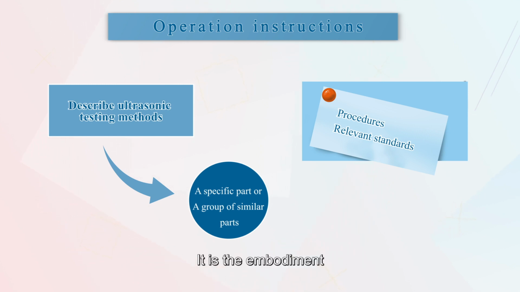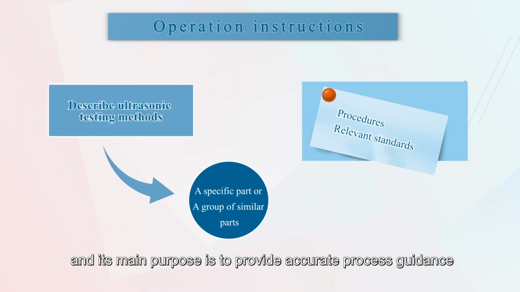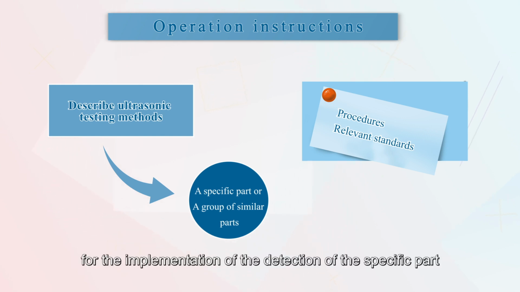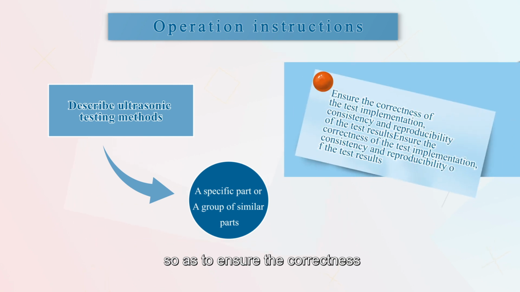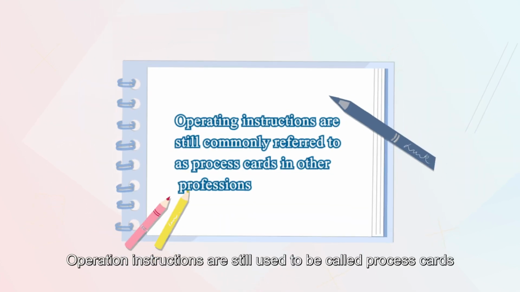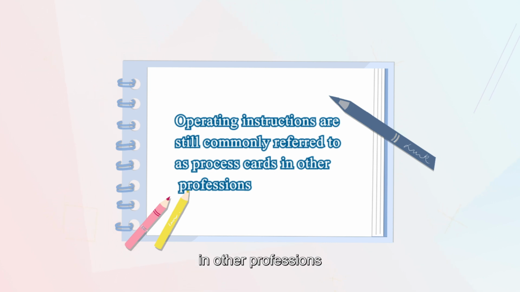It is the embodiment of the ultrasonic testing process specification, and its main purpose is to provide accurate process guidance for the implementation of the detection of the specific part, so as to ensure the correctness of the detection implementation, as well as the consistency and repeatability of the detection results. Operation instructions used to be called process cards in other professions.